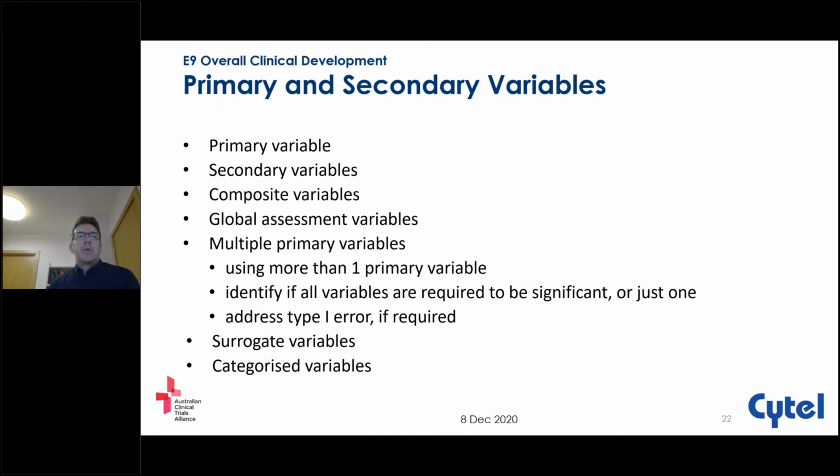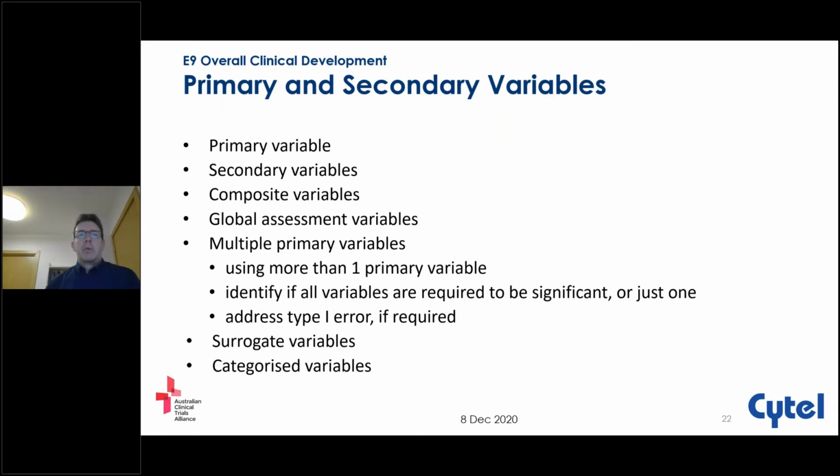But it also talks through the different types of variables and the things that we have to look out for as we're specifying those in our protocol. So composite variables, so time to 1, 2, or 3 things happening is an example. Global assessment variables, so overall physicians' opinion of efficacy of the drug was a very popular assessment variable at the outset, not so much now, but they did used to exist.